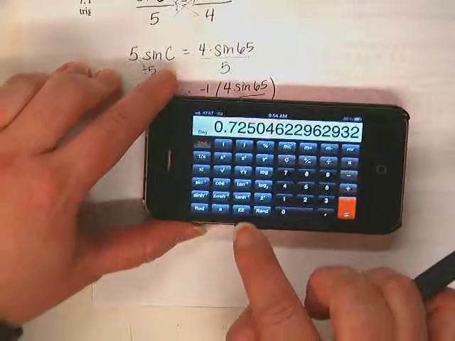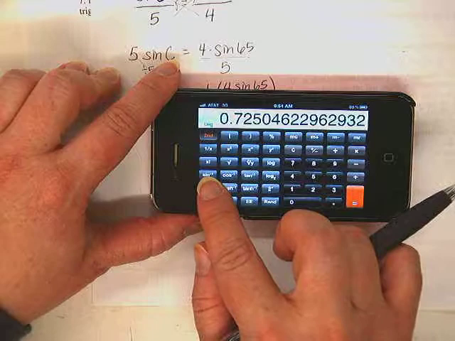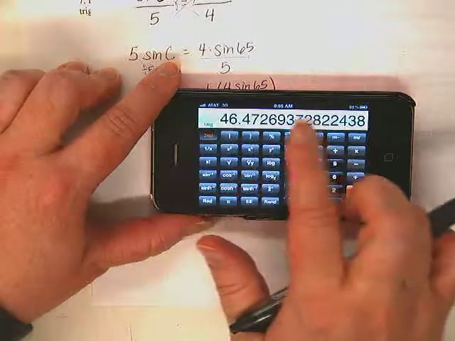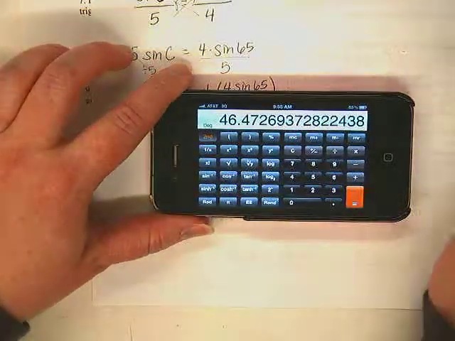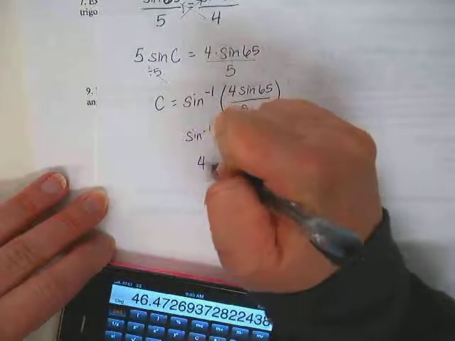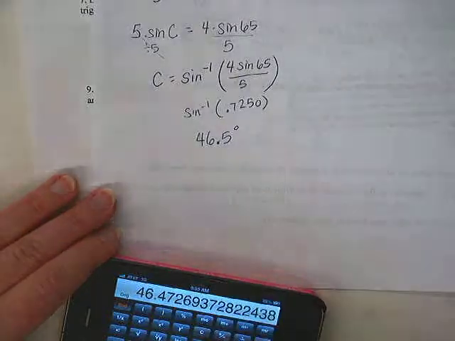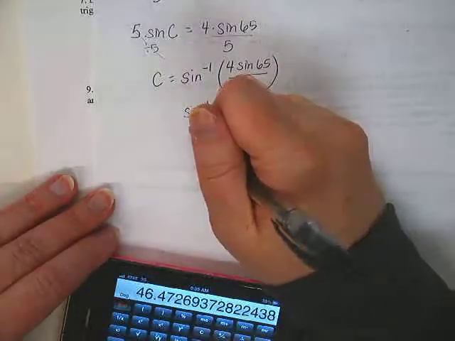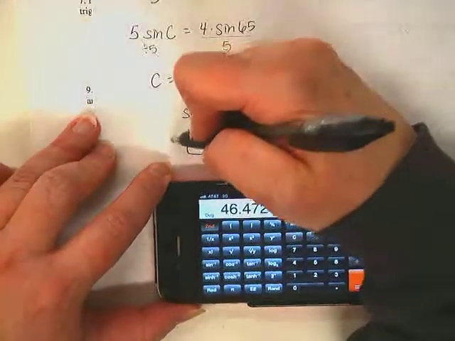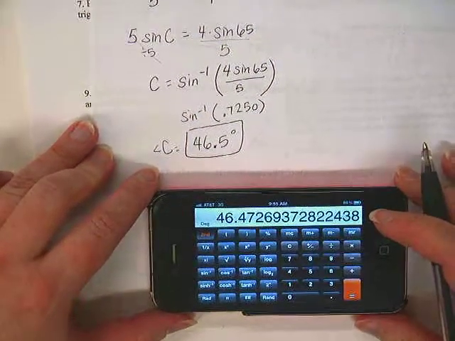Okay, so since I have that right there, all I have to do at this point is hit the second button. I hit the second button, so I have the decimal on my screen, and I want which button now? The inverse sine, sine -1. I just hit that button, and that gives me the answer. What's the answer? 46.47. Can I just round it to 46.5 degrees, do you think? Is that good enough? Does that work for you? So there is angle C.